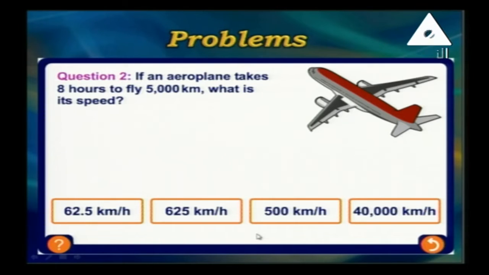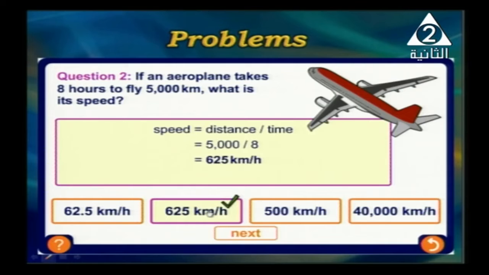Question number 2. An airplane takes 8 hours to fly 5,000 kilometers. What is the speed? So it takes 8 hours and 5,000 kilometers. So here is 5,000 kilometers divided by 8 hours. I need kilometers per hour. So this is 625 kilometers per hour. This is right. Why? Because 5,000 kilometers divided by 8 hours.